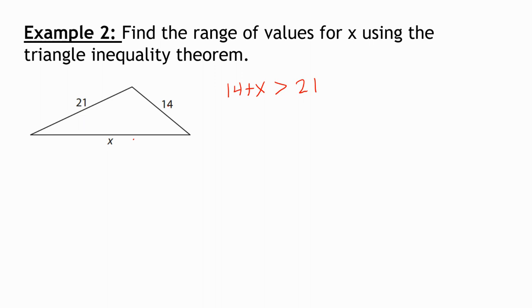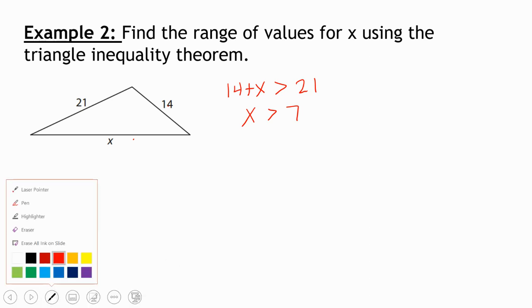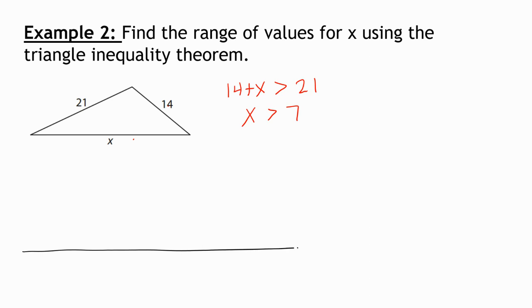Let me go ahead and solve that first. I'm just randomly starting with two sides, and I know it has to be greater than the third by the triangle inequality theorem. I'm going to move my 14 over to the other side. When I subtract 14, I'm going to get 7. So what I want to do is basically a number line down here, and I want to include my values as I find them.